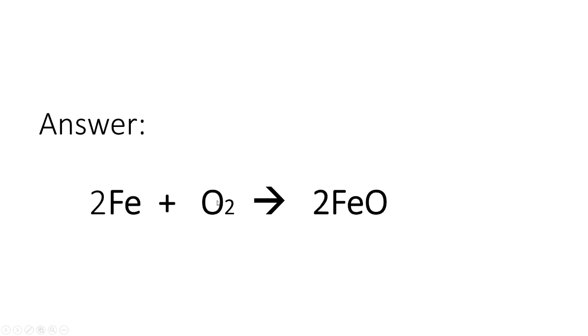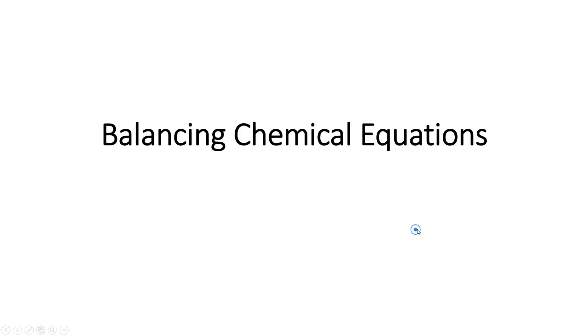So iron and oxygen can react in two different ways and form two different molecules, and you've seen both of them today. That is the introduction on how to balance a chemical equation. Hope you enjoyed it. The end.